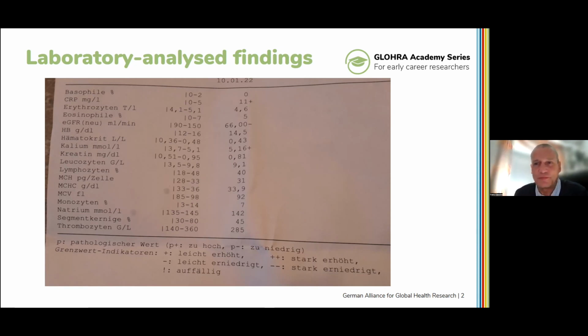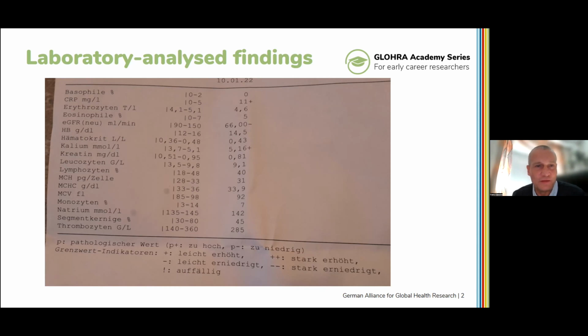I will explain it in detail later on. So this is the kind of normal range, whatever normal means. So here you can see from this patient, the value 14.5 for hemoglobin is in the normal range from 12 to 16. And sometimes you see some pluses or minus behind.